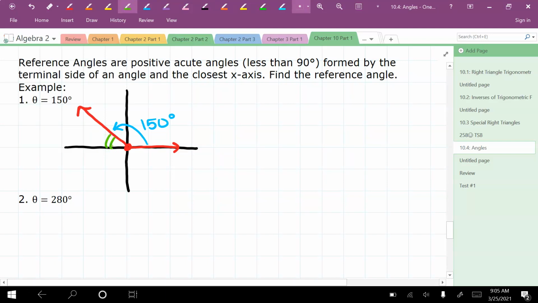So if I'm at 150, you guys know that a flat line is 180. What's left between 150 and 180? 30 degrees. So that would be the reference angle. You could take that 180 and subtract 150 to get your 30 degrees for the reference angle.